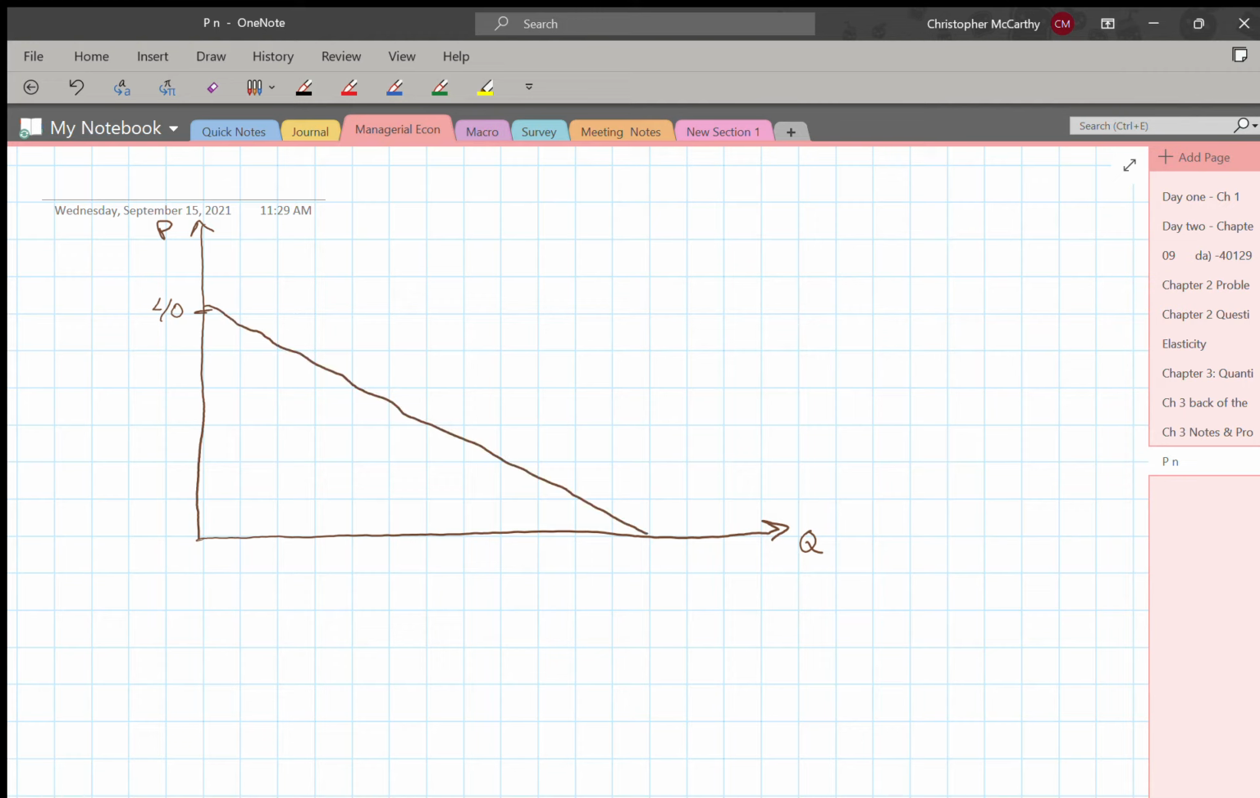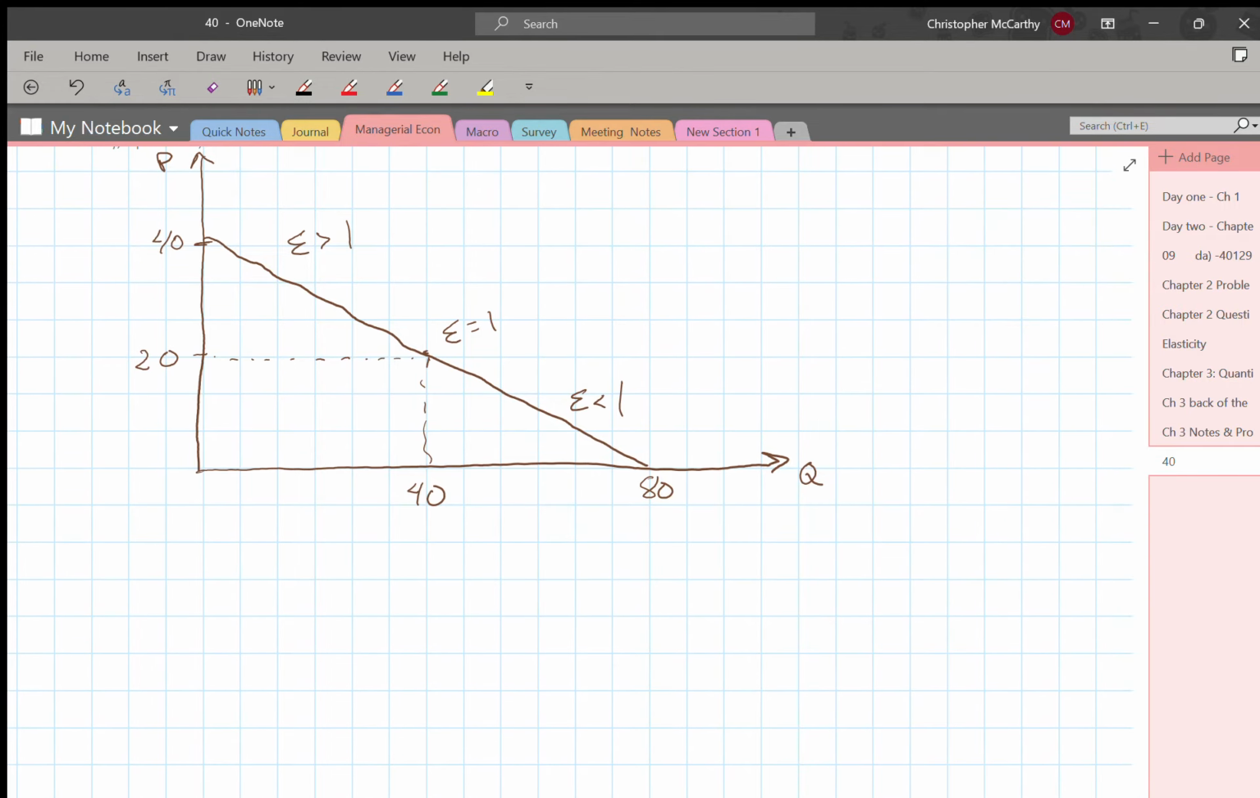So it ends up at 80. That point that we just calculated was 20, 40. And we know that elasticity is 1 here. We know that the elasticity is greater than 1 here. And we know that the elasticity is going to be less than 1 down here. Right? Everybody following me? Cool. So, and this is our demand curve.